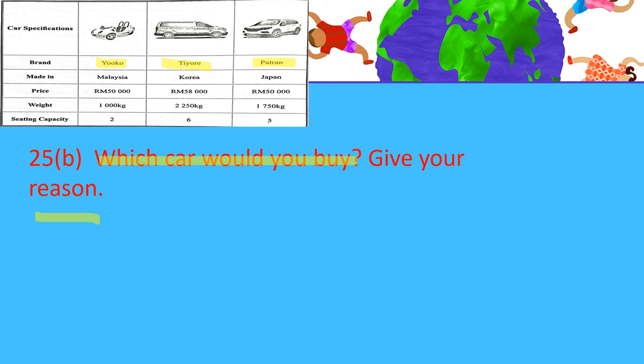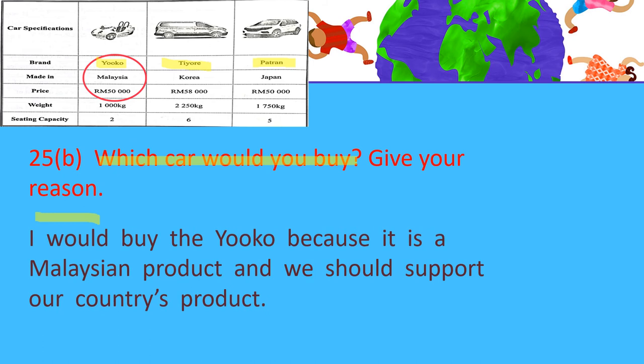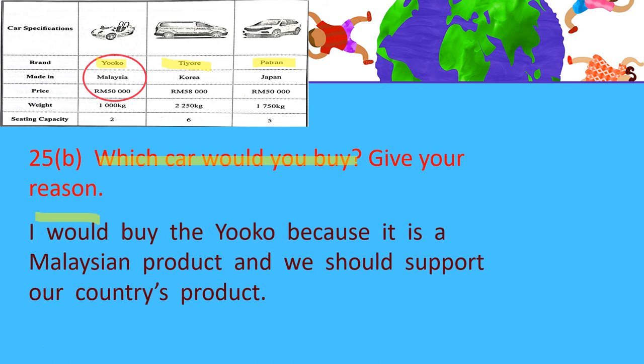Why? Because it's cheap, because it's interesting, because it's cool, it's new. All of that can. So for example, I would buy the Yoko. Because it is a Malaysian product, we should support our country's product. Any reason can. You can say, I would buy the Yoko because it is only 1000 kg, it is lighter than the other car, it is cheaper than the other car. Any reason can. Okay, next.